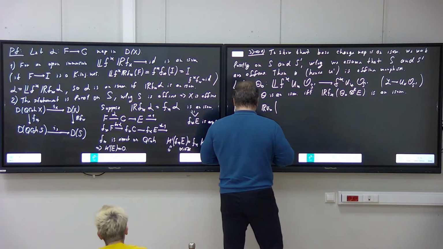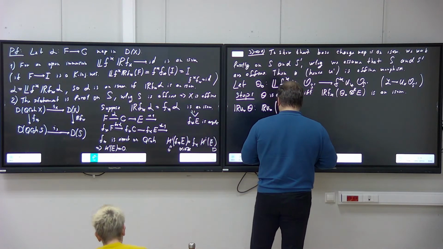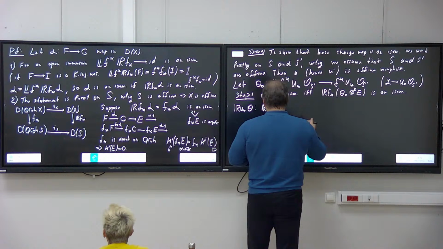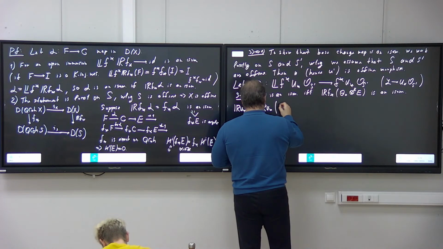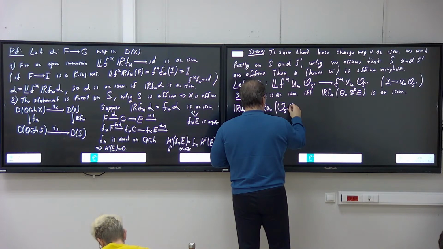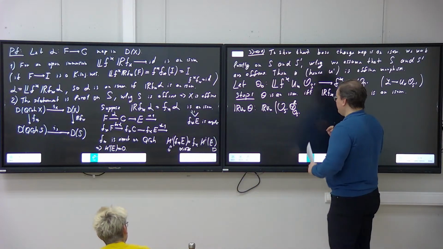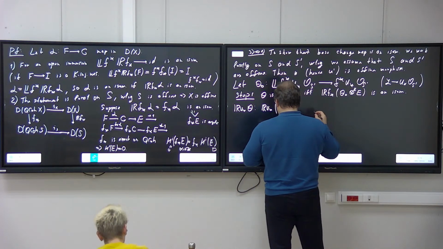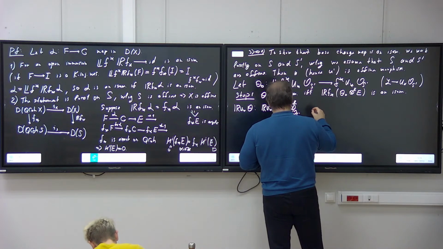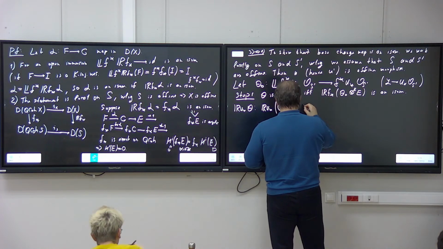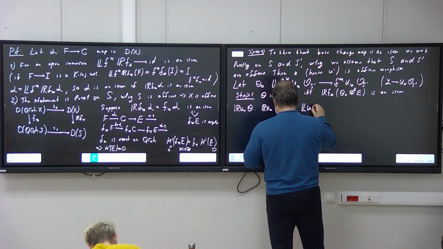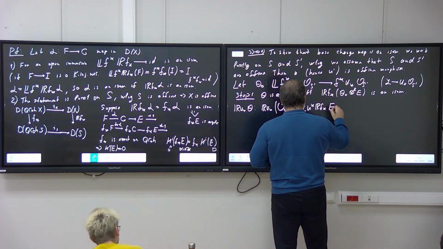Now I just do a tautological step. I add the derived tensor product with S prime, but over S prime, so it doesn't do anything. And then I write what I have as the source of the map theta: L U upper star R F lower star E.